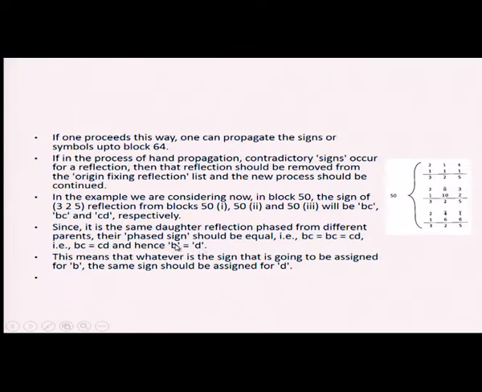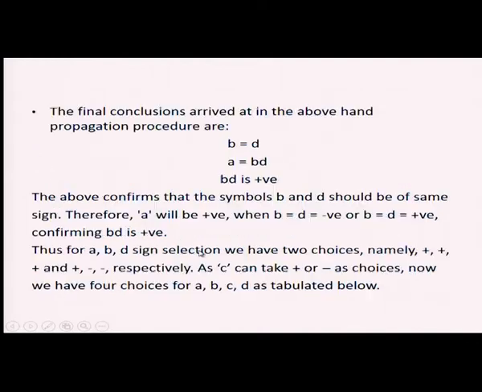So, this is a beautiful result we obtained using hand propagation, right. Even though you are flexible to assign signs to symbols, plus or minus, now we have a problem. You cannot say B is plus and D is minus. No, if B is plus, you have to assume D as plus. If B is minus, you have to assume D as minus. This is a new result.